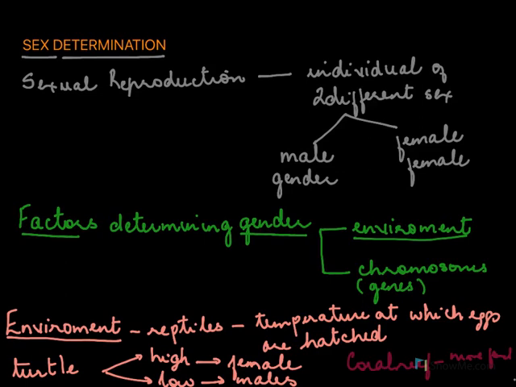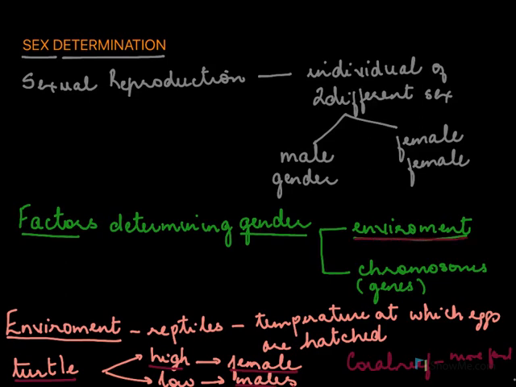Because of global warming, the seas are getting warmer, the weather around is getting warmer. Hence, most of the eggs are now hatching into female turtles rather than the male turtles. So remember, in reptiles, example turtles, it is the temperature of the nest that determines the gender. High temperature, you get a female. If the temperature is low, you get a male. So that was for environment.